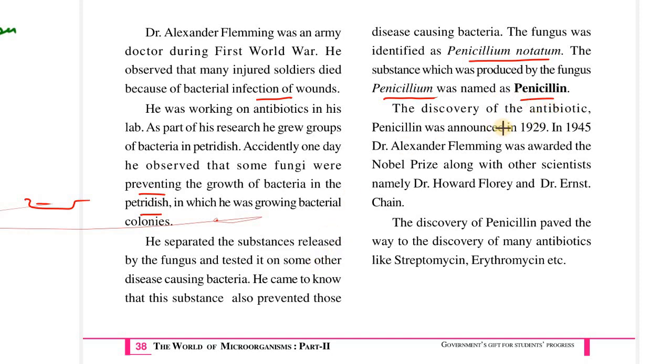Okay, so you see, the discovery of the antibiotic penicillin was announced in 1929. By 1945, Dr. Alexander Fleming was awarded the Nobel Prize along with other scientists, namely Dr. Howard Florey and Dr. Ernest Chain. The discovery of penicillin paved the way to the discovery of many antibiotics like streptomycin, erythromycin. Okay, good.